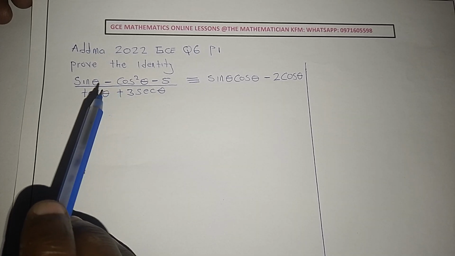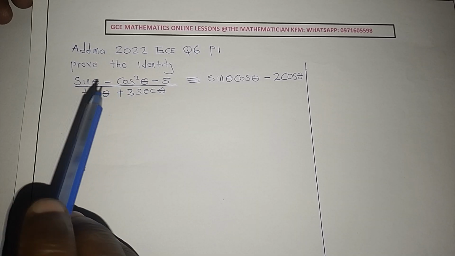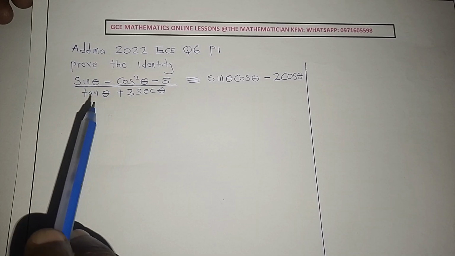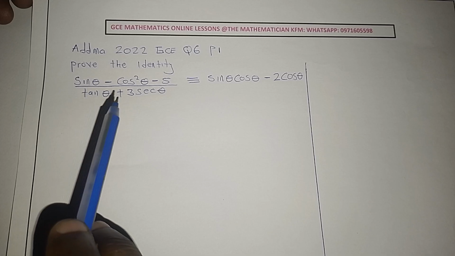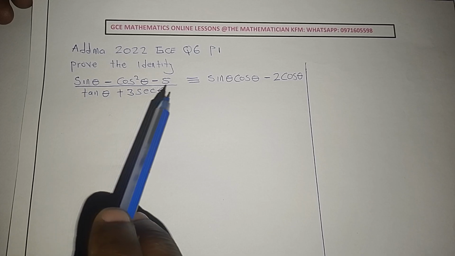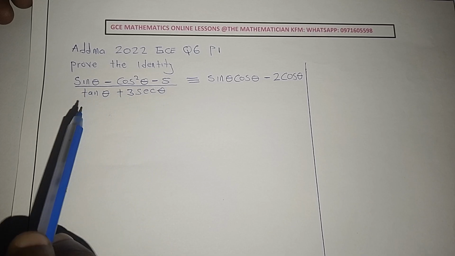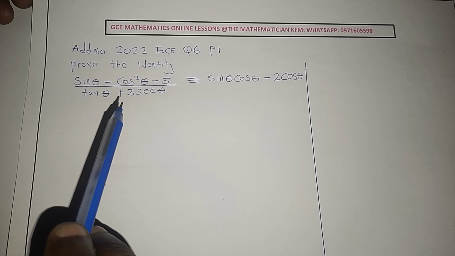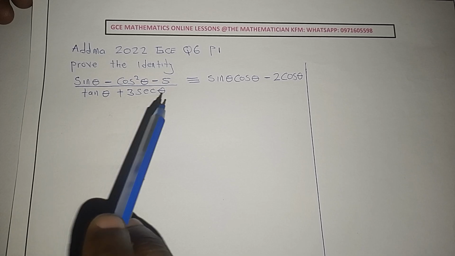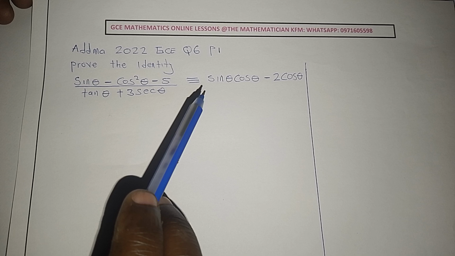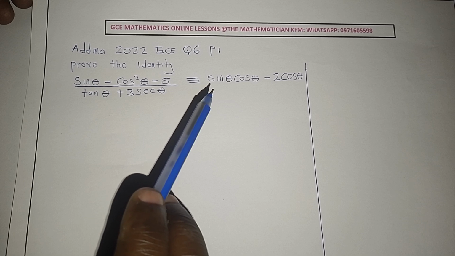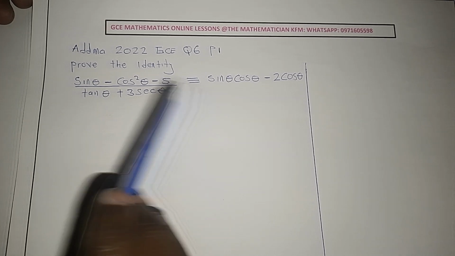In this video we're going to look at ADDMA 2022 GCE question 6 paper 1. The question says: prove the identity. We have (sine theta minus cos squared theta minus 5) over (tan theta plus 3 secant theta) equivalent to sine theta multiplied by cos theta minus 2 cos theta.